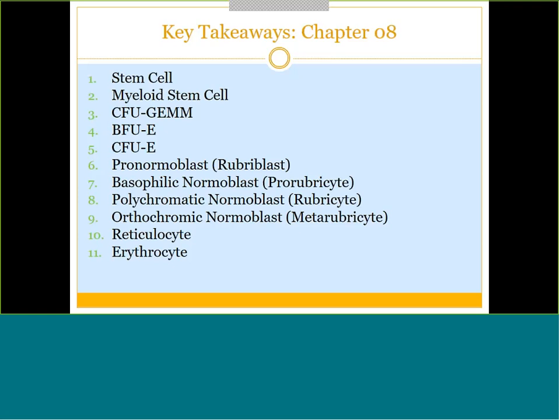They're much too immature. But once you get to the pronormoblast stage, that is our very first identifiable cell under a microscope. So we can look at bone marrow and identify pronormoblast, basophilic normoblasts, polychromatic, orthochromic, reticulocyte, and erythrocytes. There are other naming systems, as you did in that study guide. Be sure you still know the other names for each one of those steps as well.